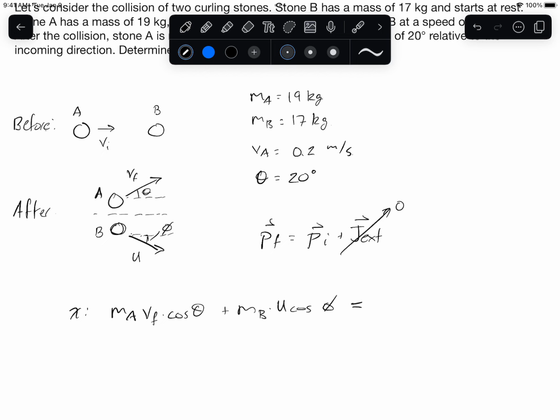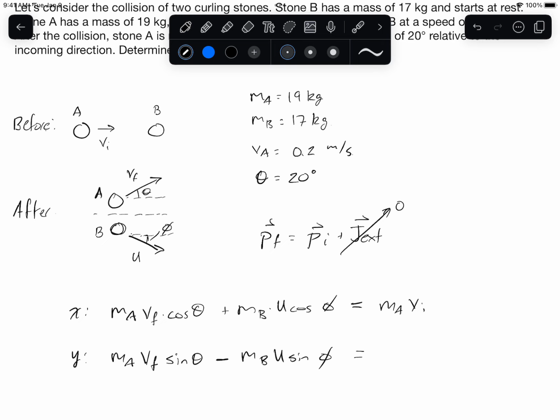So that's going to be equal to the initial momentum, so the total momentum along the x-axis in the initial picture, and that one's easy. That's going to be M_A times the initial velocity. Same thing for the y-axis. Okay, so for the y-axis, I have that stone A is going up with this velocity V_F sine theta, whereas B is going down, so the velocity is downward. So I'm going to have minus M_B times u sine phi.